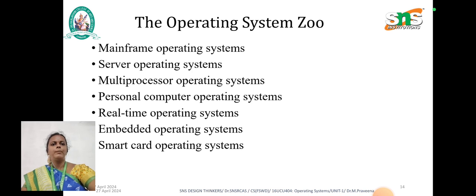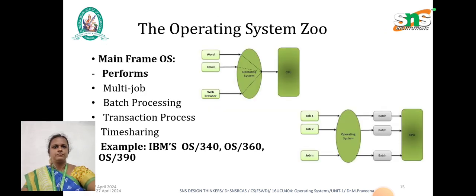Now let us see the operating system zoo. There are mainframe operating systems, server operating systems, multiprocessor operating systems, personal computer operating systems, real-time operating systems, embedded operating systems, and smart card operating systems. Likewise, there are many operating systems available. The mainframe operating system performs multi-job batch processing, transaction processing, and time sharing. Examples for mainframes are IBM's OS/340, OS/360, and OS/390.